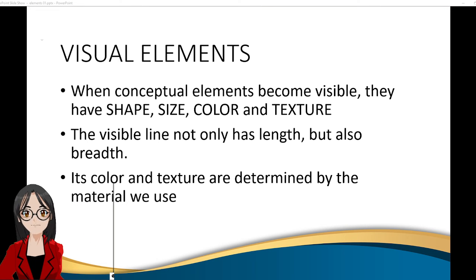Shape, then size, color, and texture. The visible line not only has length, but also width. So, we can consider this as a whole. Its color and texture are determined by the material that we use. So, first, let's discuss the shape.